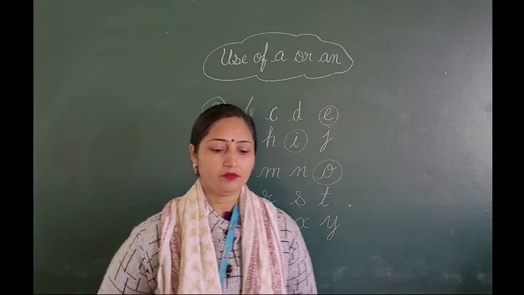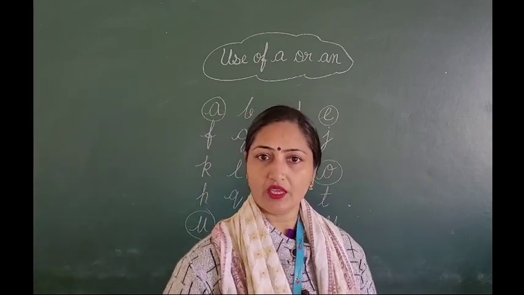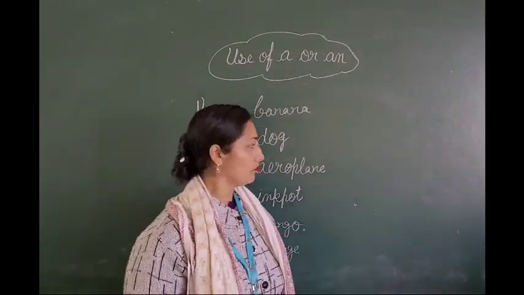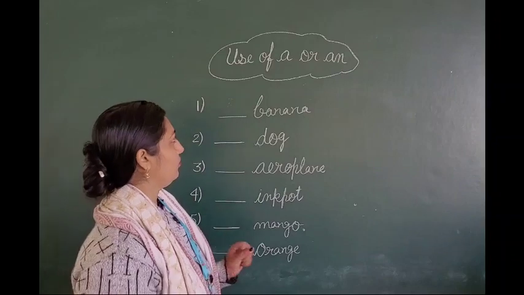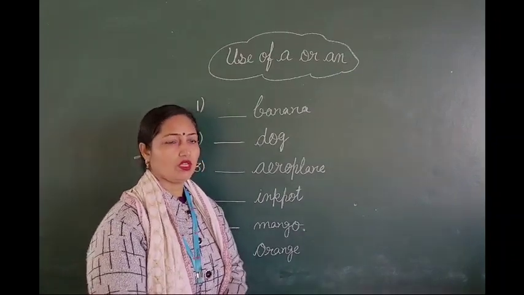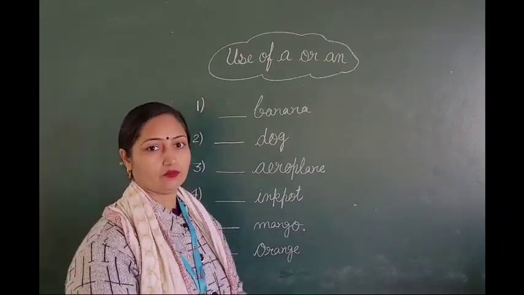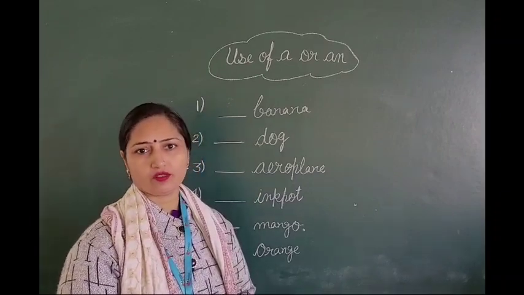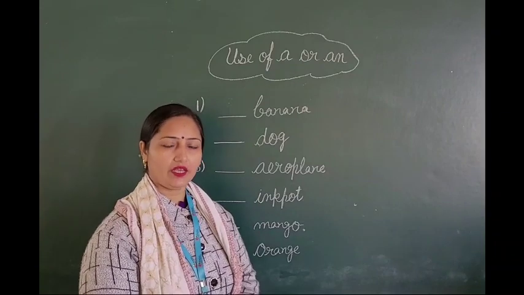So let's see where we use A or AN. Now look here. Where we use A or AN: before a consonant, we use A, and before a vowel, we use AN.